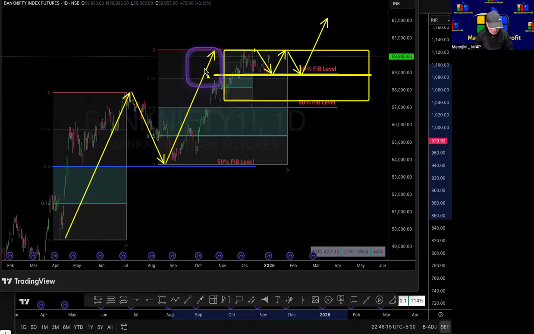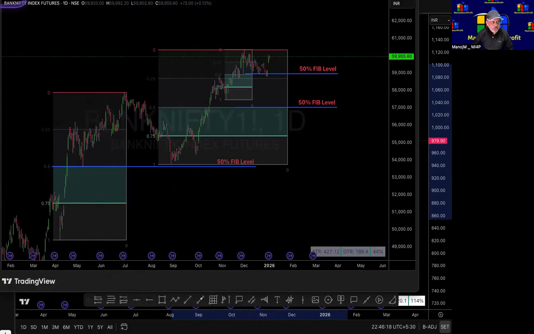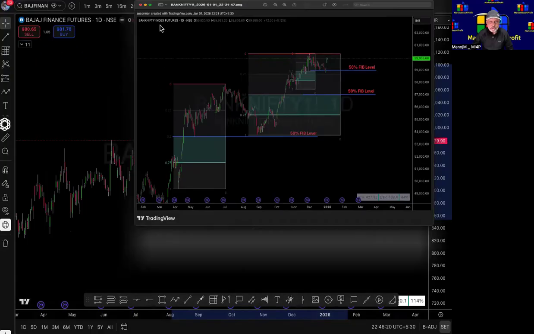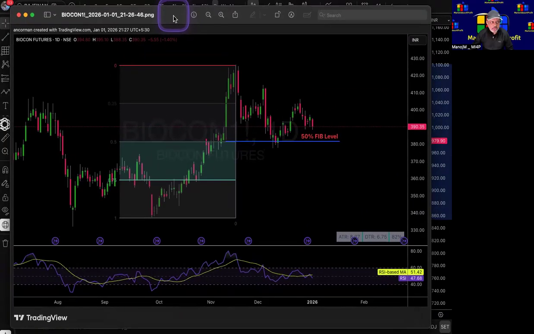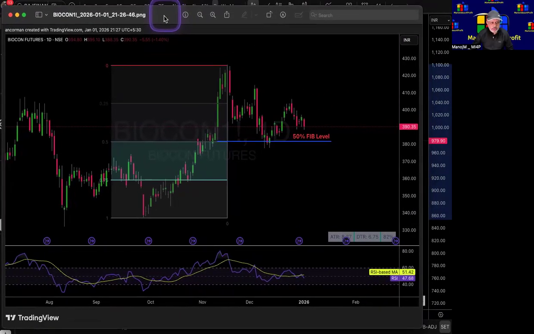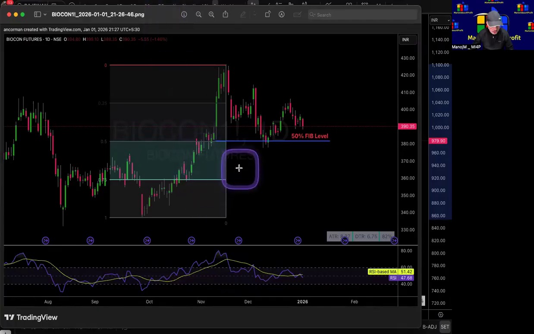Let's go and look at some other charts again. So I'm going to close this one now, right? We're going to go to another one. Let's see another chart that comes on the screen. Look at how beautifully this is again responding, right?